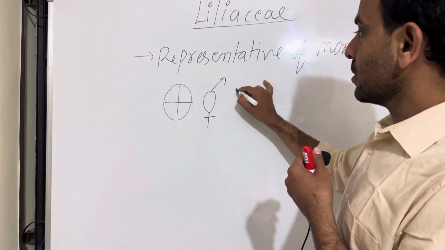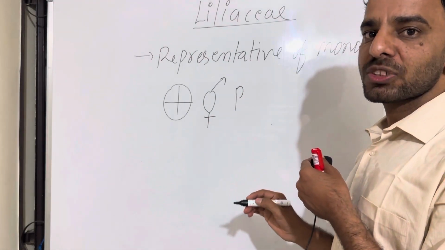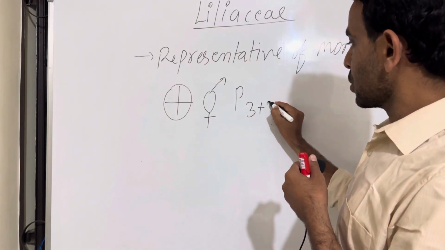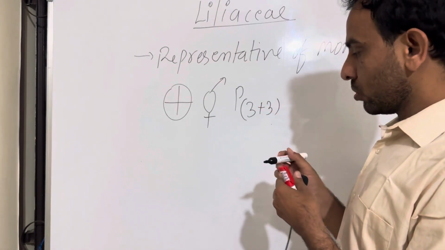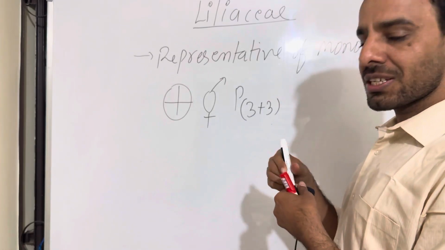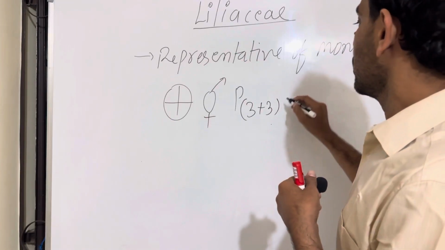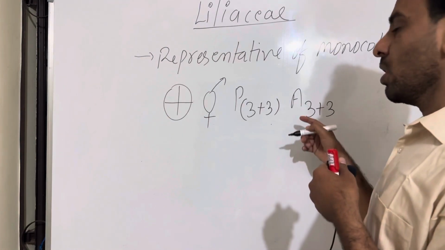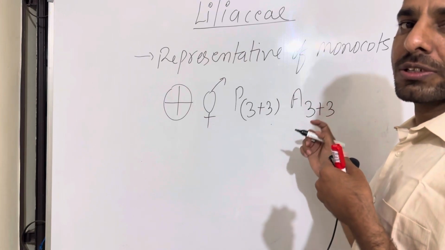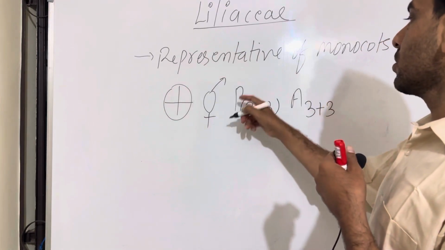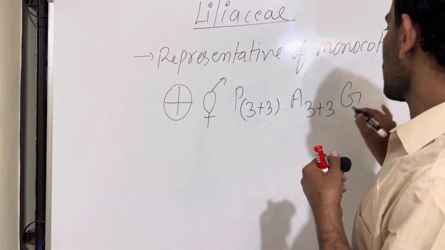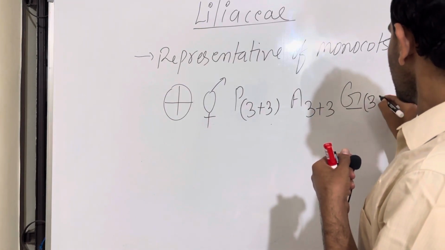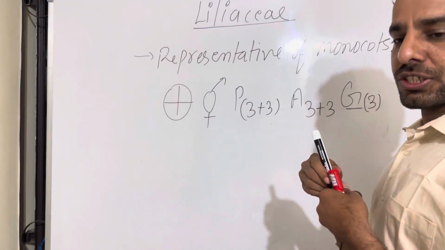Then in Liliaceae, there is a presence of perianth. What is perianth? There is no segregation of sepals and petals. So this is perianth. Then androecium, there is 3 plus 3, and in no family except Fabaceae, where it is diadelphous, are these joined. So perianth, androecium, and there is gynoecium. This one is a superior ovary, and syncarpous, tricarpellary condition is there.